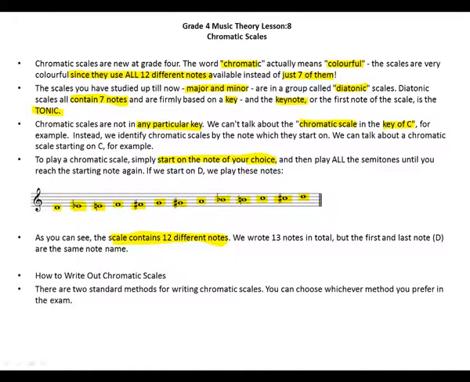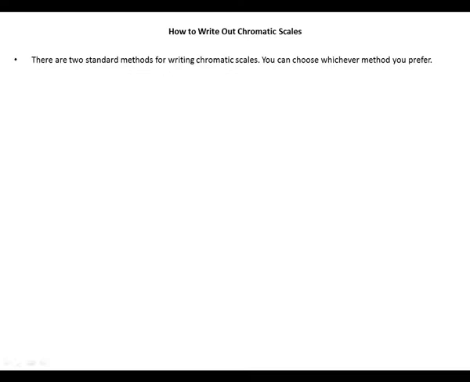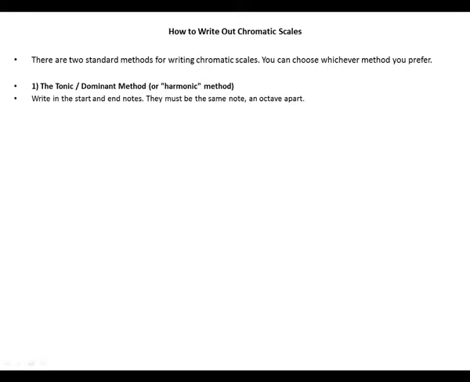So we're going to be looking at how a chromatic scale is written. There are two standard methods for writing chromatic scales, and you can choose whichever method you prefer. The first is the tonic or dominant method, or harmonic method. First, write the start and end notes. They must be the same note and an octave apart.